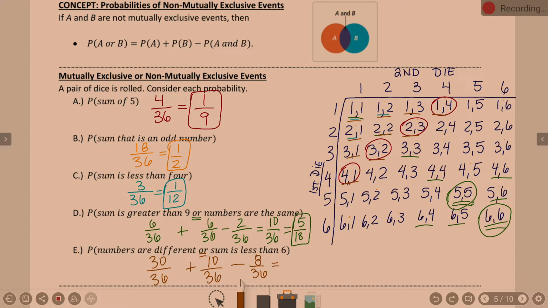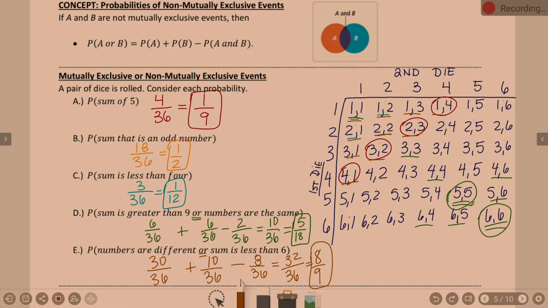30 plus 10 minus 8, all over 36, is going to give me 32 over 36. And 32 over 36 reduces to 8/9, dividing by 4.